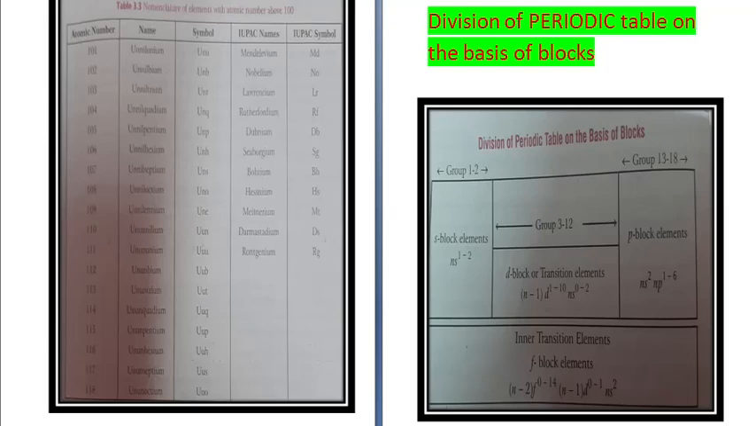Now next, division of the periodic table on the basis of blocks. Like I told you, the periodic table is divided into 4 blocks. Which are those blocks? S block, P block, D block, and F block. This depends on the last electron, that is the valence electron, and to which orbital it is going. If the last electron is going to the S orbital, it will be S block. If it is going to P, it will be P block, and so on, D and F. The only exception I told you is helium. In this the last electron goes to the s orbital, but it is kept in p.